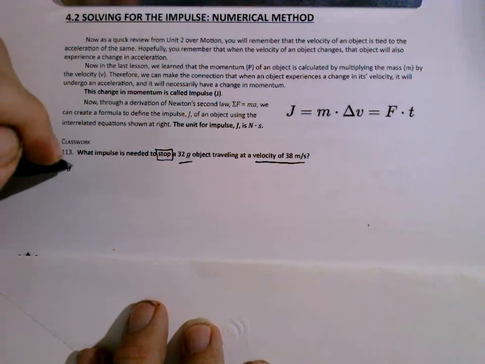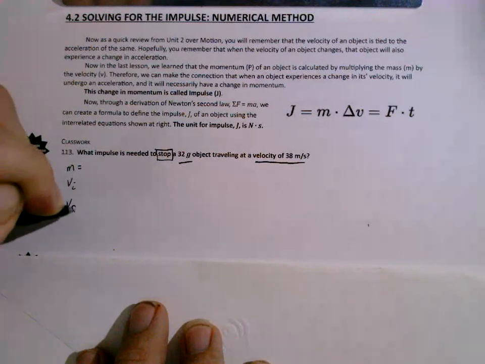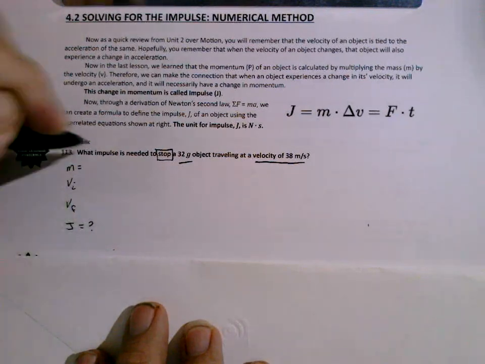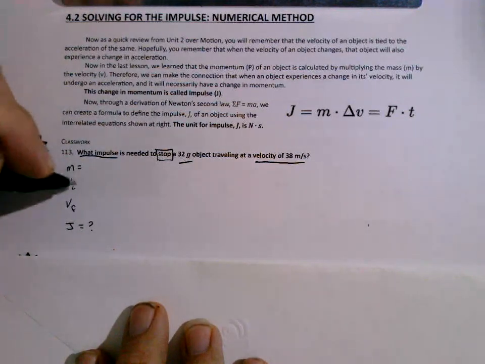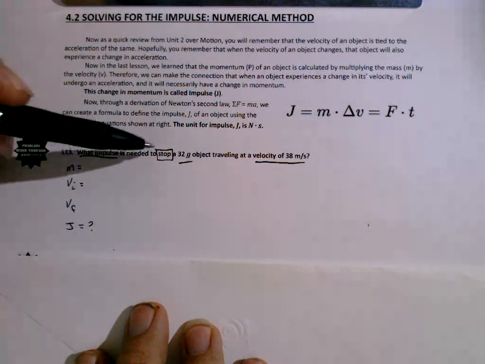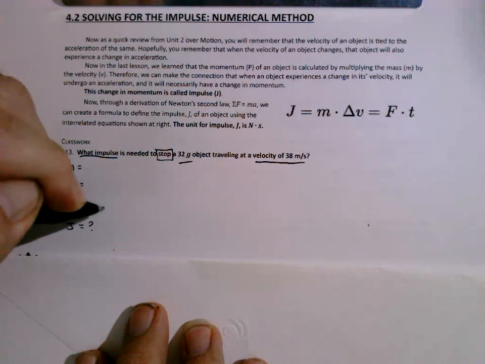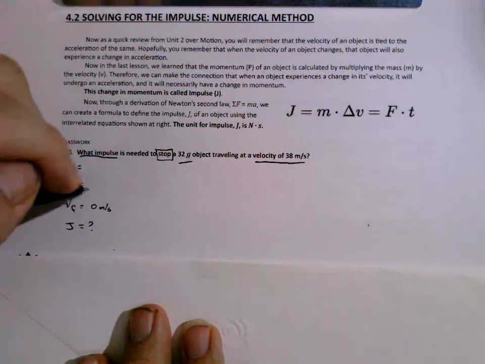So that means that we have a mass, an initial velocity, and a final velocity, and we are looking for impulse. So impulse is unknown, right? It says right there what impulse is needed. Now, the object is going to stop. So that means that the final velocity is 0 meters per second, whereas the initial velocity is 38 meters per second.